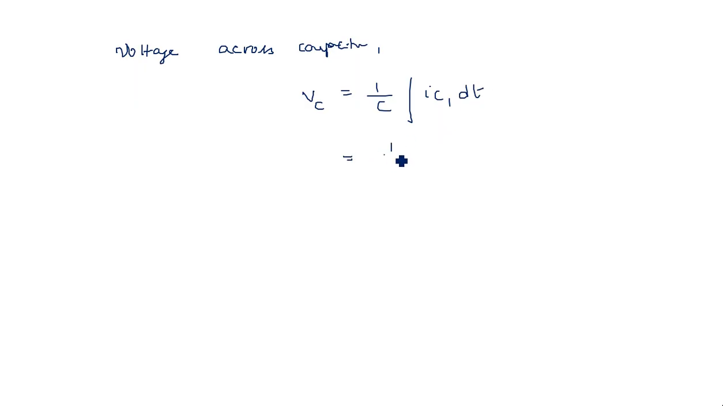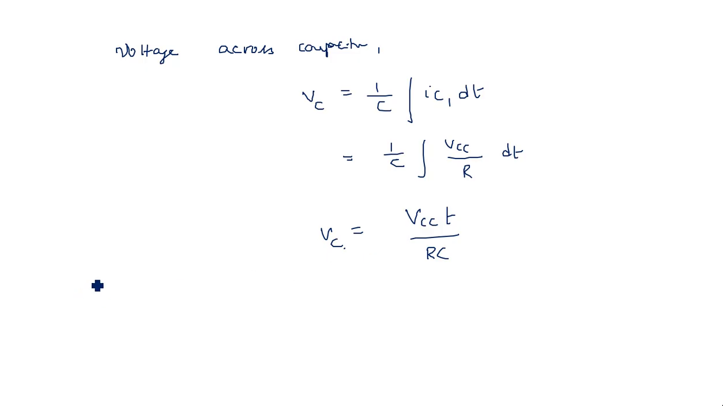That is equal to 1 by C integral, where IC1 is VCC by the resistance R, into dt. VCC and R are both constant, so integration gives T. So VCC T by RC. This is the voltage across the capacitor VC.